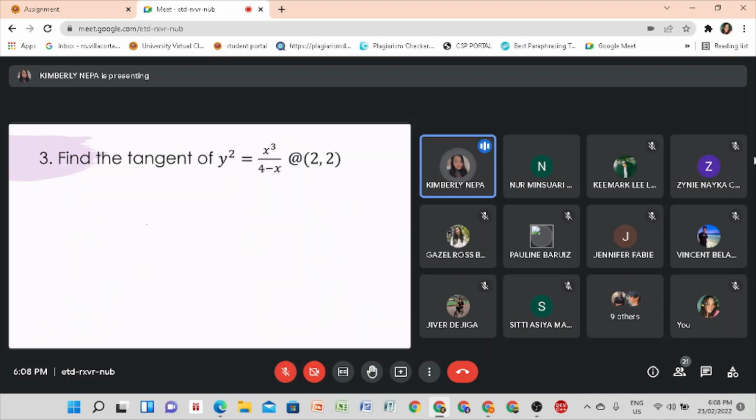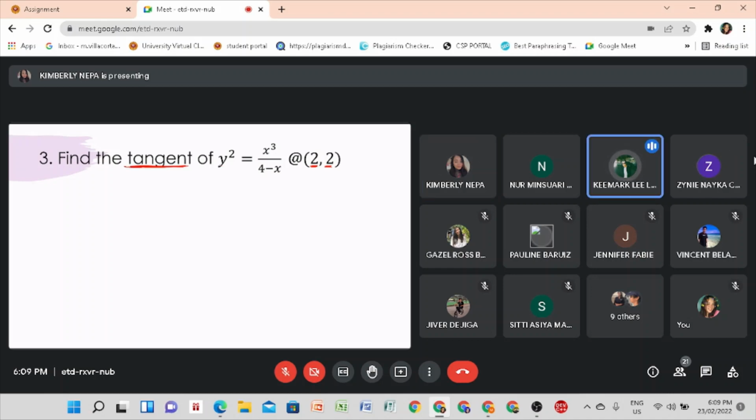Okay, next, another example. Find the tangent of y squared is equivalent to x cubed over 4 minus x at 2, 2. So this is just the tangent. There is no normal line mentioned. Okay, so for this one, how can we solve for this? We're already given 2 points, the y sub 1 and the x sub 1. So meaning to say, what we need to find directly is the slope. So from here, how can we find the slope?